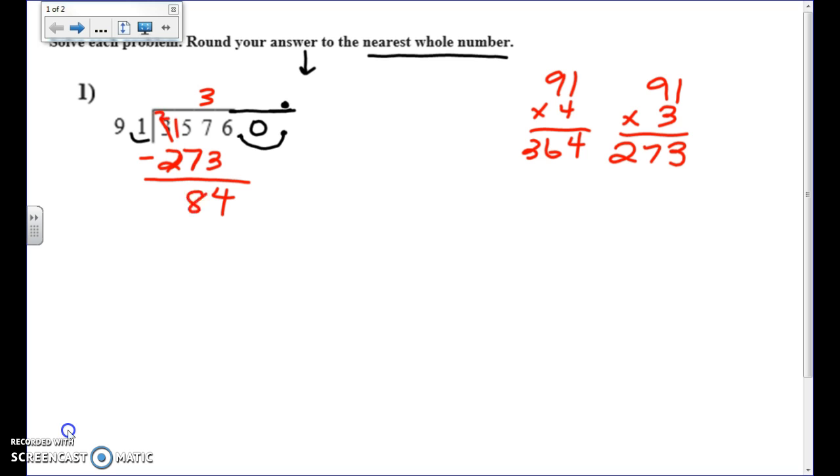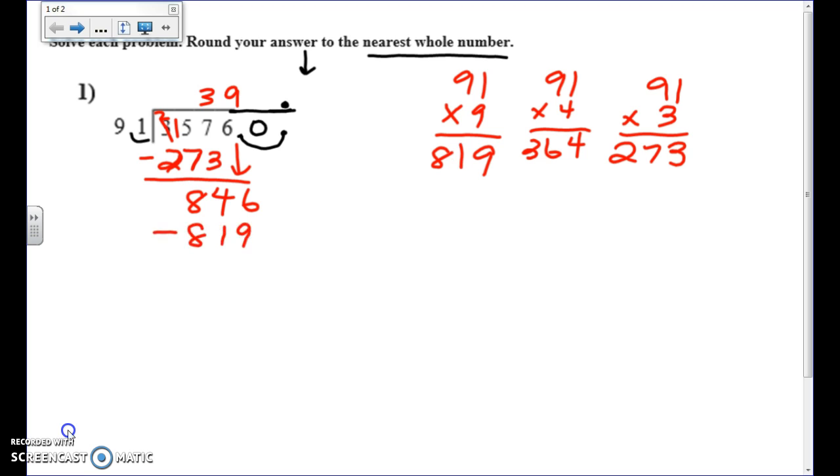So not to be worried, we've done this before. Now I'm going to bring down my next number, which is a 6. And I know 91 times 10 would be 910, and that's too much, so I'm going to choose 9, I think. And let's just make sure that that's going to fit in there. 91 times 9, 819. That seems to make sense.